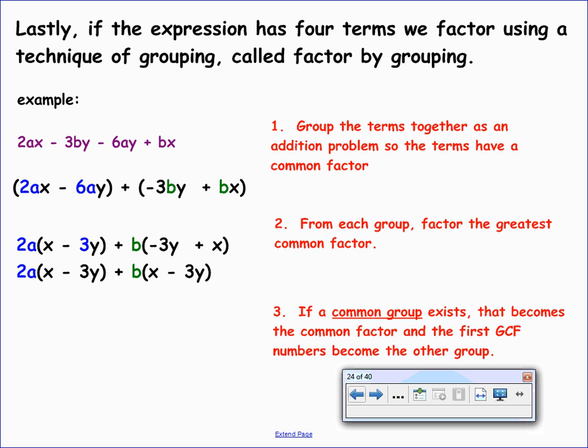We'll do it on this page. I'll put it first. What's common to each of these 2 terms? What do they both have in them? X minus 3y. They both have an x minus 3y.